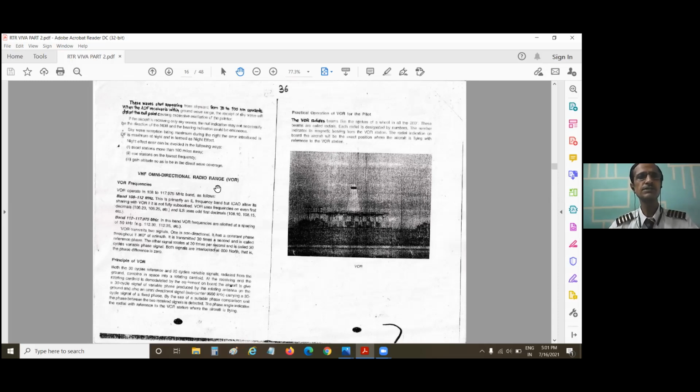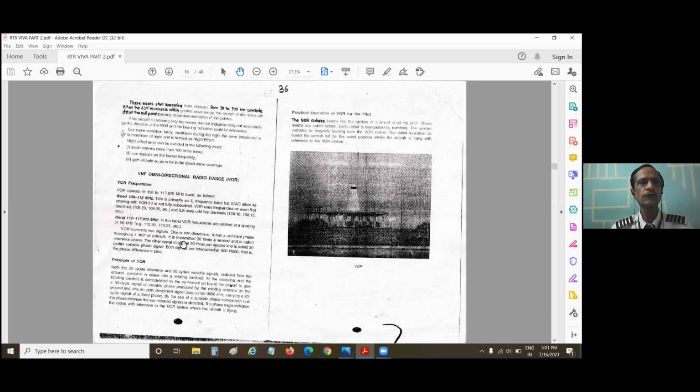Radio range, that means it is transmitting radio signals which have a specific range. Of course, when we go more deep into VOR, we will know what is the range of VOR also. Presently, you must only know that it is working on the VHF band, and it's omnidirectional in all 360 directions. It's a navigational aid, and it has got its own radio range.